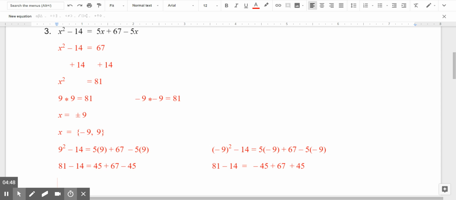So let's check it out. 81 minus 14 is equal to 67. And then on the right-hand side, I've got 45 plus 67 minus 45. I don't even need to worry about computing that because I know 45 and negative 45 are opposites. So all I'm left with is 67. When I do this for the negative 9 value of x, I end up with the exact same thing, right? 81 minus 14 is 67 equals, this time the negative 45 is first and the positive 45 is second, but they still are opposites, so they still cancel out. And in both cases, I get 67 equals 67.